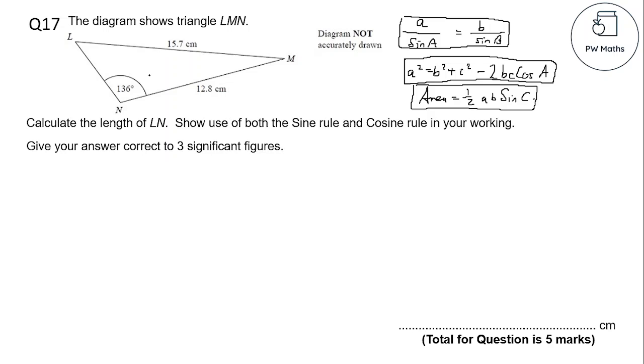What I'd be tempted to do is I'd think, can I use the sine rule? Have I got some opposites? Yes, I do have some opposites. I've got 136 opposite the 15.7 and 12.8 is opposite that one there, so I'd always think I'll use the sine rule to start off with. I'll also completely ignore the letters that they've got. L, M and N, no use to me.